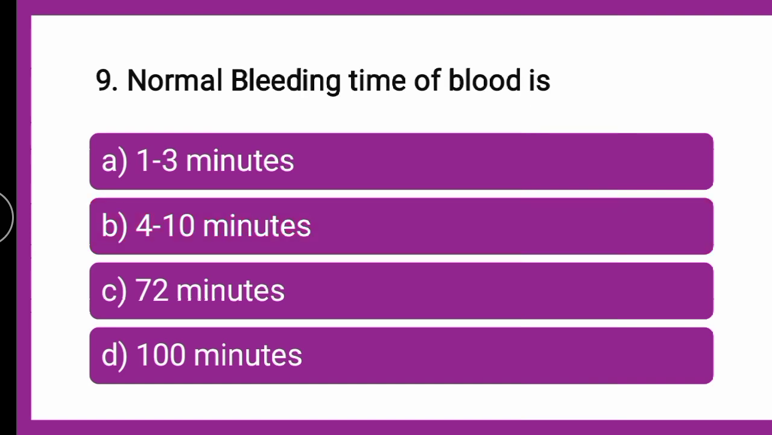Next question is, normal bleeding time of blood is dash, whether the normal bleeding time is 1 to 3 minute, 4 to 10 minute, 72 minute, or 100 minute. Now just now we have seen the clotting time, that is the time taken by the blood to clot. Now what is bleeding time? All of you can put your answer in the comment box and you can verify later on after the explanation. So we will go for bleeding time.